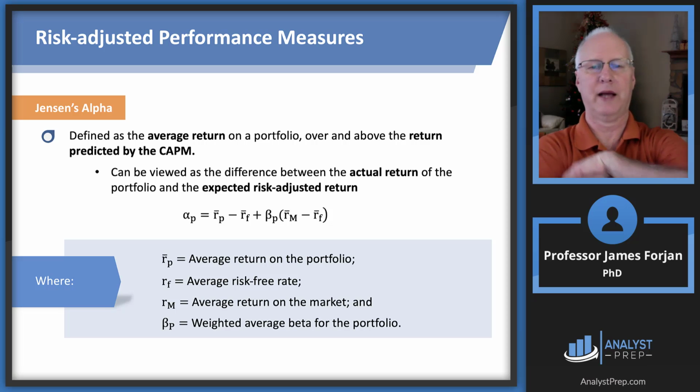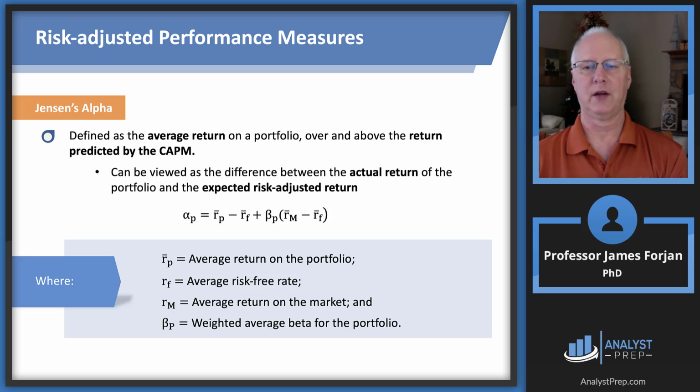Jensen's alpha goes back to the mid-1970s. This is defined as the average return on a portfolio over and above the return on the market portfolio as predicted by the capital asset pricing model. Actually, that return over the market risk premium. So there, to the right above the light blue box, there's the formula.